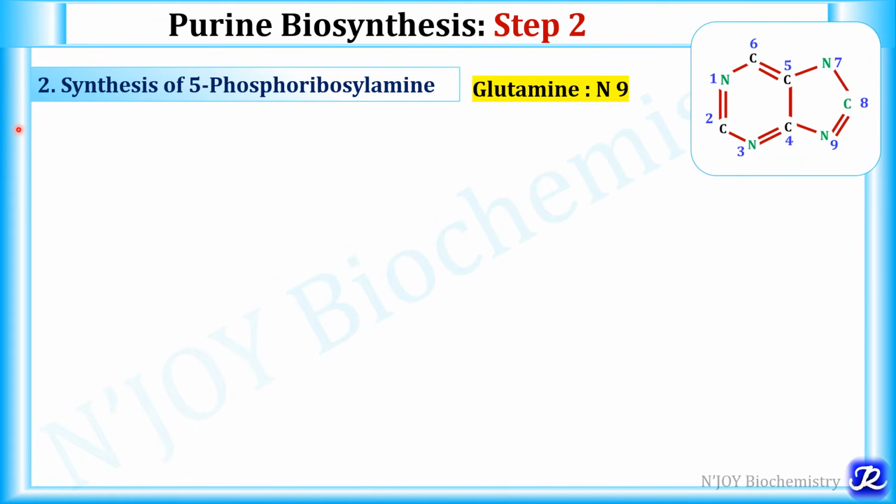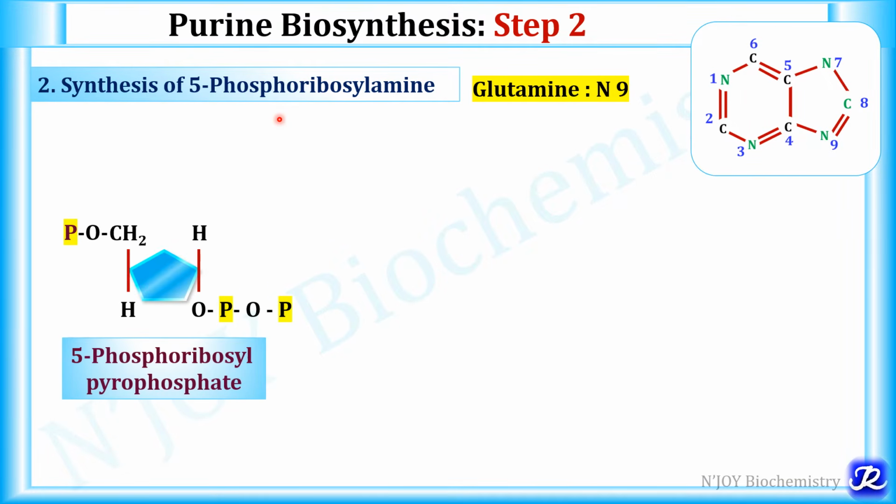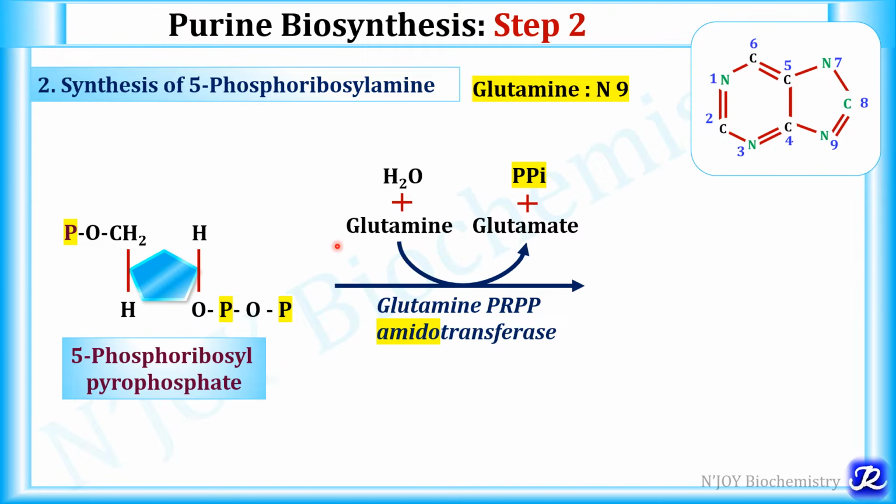The second step of purine biosynthesis is synthesis of phosphoribosylamine. Here glutamine is the nitrogen donor, and it is responsible for the contribution of nitrogen present at the 9 position. So this phosphoribosylamine is synthesized from the product formed in the first step, PRPP. On this PRPP, there is addition of glutamine, formation of glutamate and release of pyrophosphate.